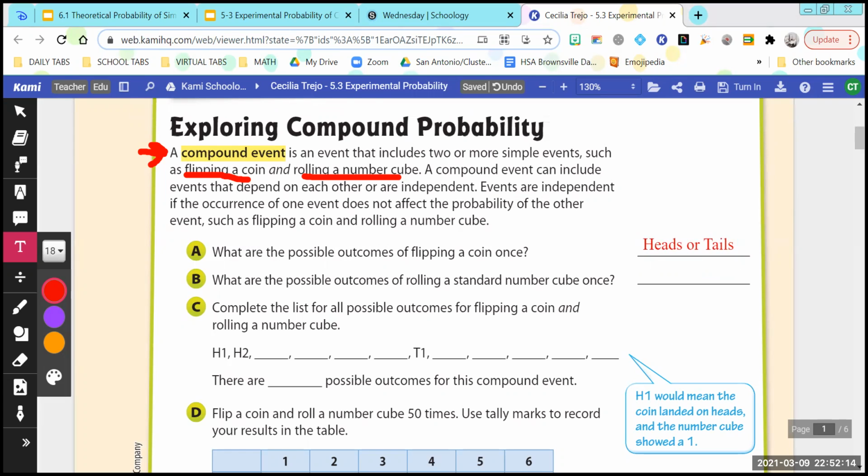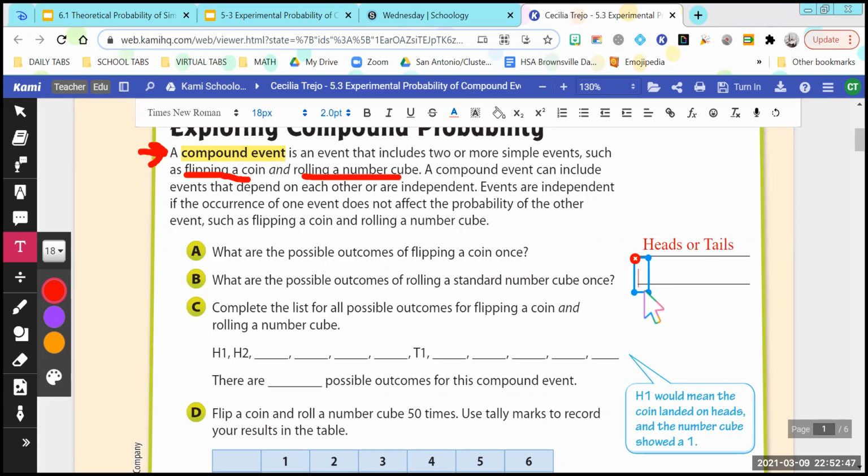Letter B, what are the possible outcomes for rolling a standard number cube once, okay? So we've all seen a die, we have seen several questions with number cubes and die. You guys had some questions, I think, on your quiz from yesterday. So if you roll it, what are the outcomes? How can it land? Well, a die or a number cube is six-sided and is numbered 1 through 6. So the possible outcomes of us rolling a number cube are the numbers 1 through 6, right?